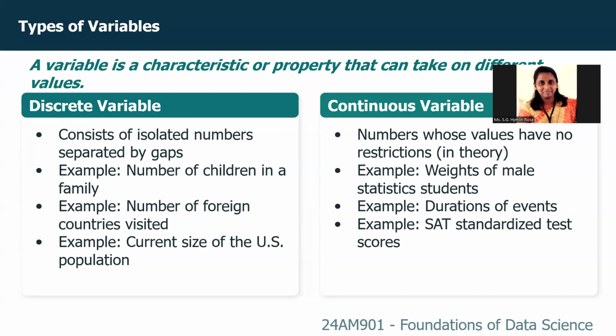Now continuous variables: numbers whose values have no restriction. What is no restriction? They can take on any value within a range. Example, weight of male students. It ranges from 140 lbs to 185 lbs. So we can take any one of the weights. The duration of events, standardized test scores like SAT, GRE, everything will come under continuous variables.